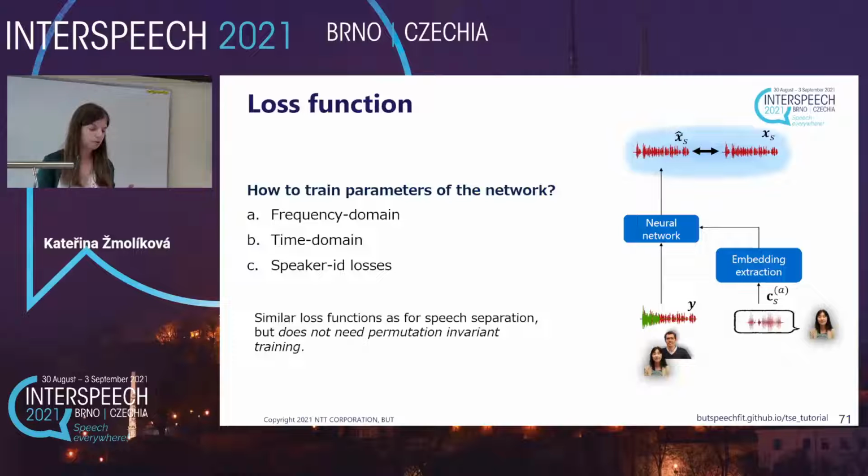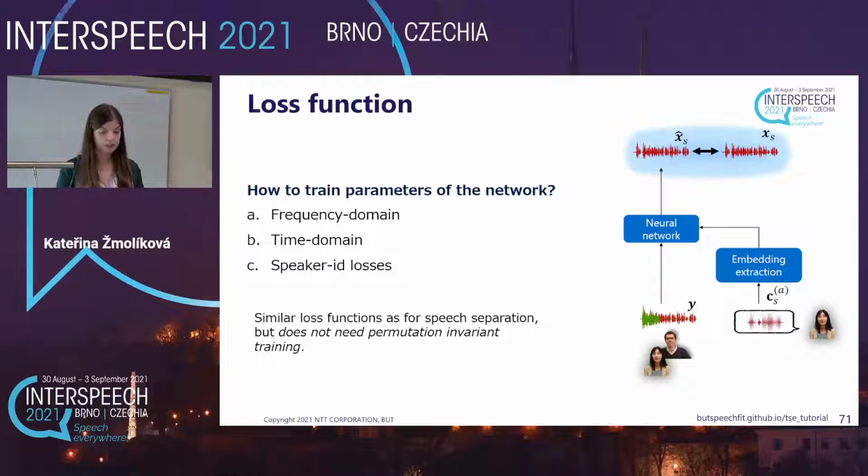Another aspect, which is also a bit related to the domain, is the loss function that we use to train the parameters of the network. The loss function should basically measure the discrepancy between the estimated signal and the reference signal. There are different loss functions used for frequency domain approaches and time domain approaches. In both cases, the loss functions are similar or basically the same as the loss functions used for speech separation. Just in this case, we do not need to use permutation invariant versions of the loss functions as in speech separation, because on our output we have only one signal of the target speaker.